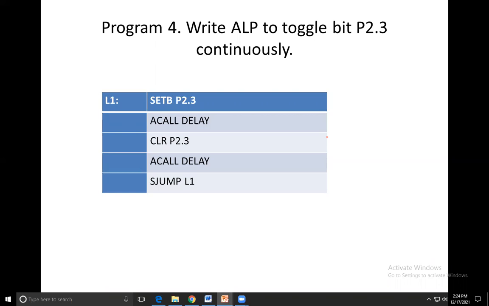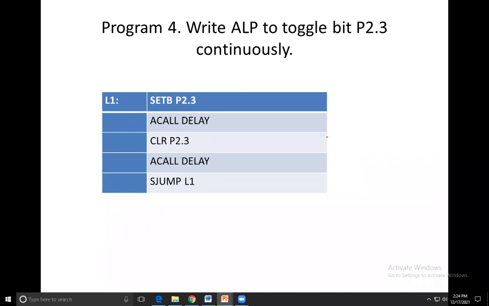So for that purpose, which instruction do we have to use? We have to use the bit manipulation instruction. It means you have to toggle only a single bit.